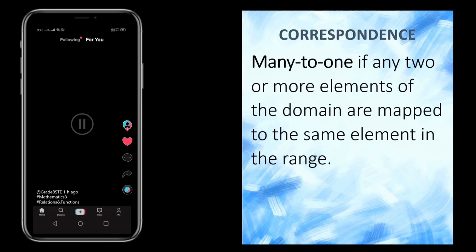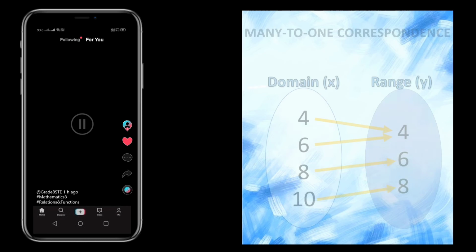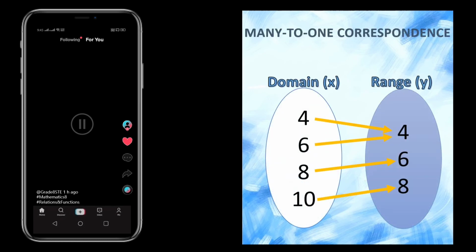Many-to-one naman siya if two or more elements of the domain is pointed to the same element in the range. In this example, we can observe that 4 and 6, two elements were pointed to one element in the range which is 4. Ayan, si 4 at 6, dalawa sila, nakaturo sila sa isang element ng range which is 4.